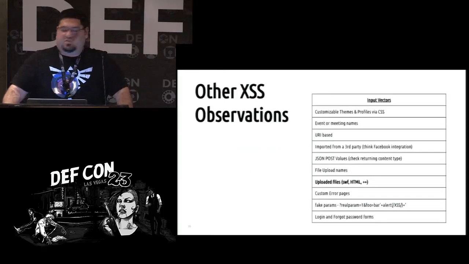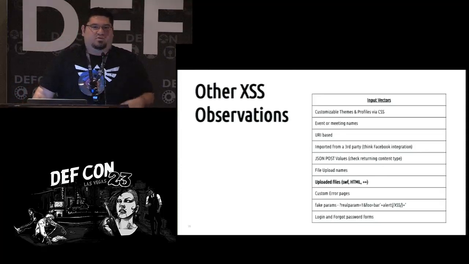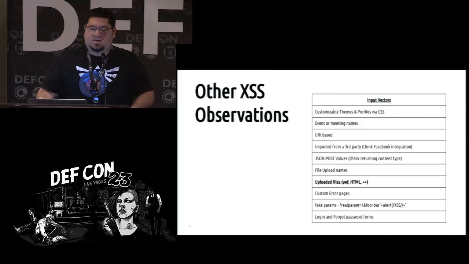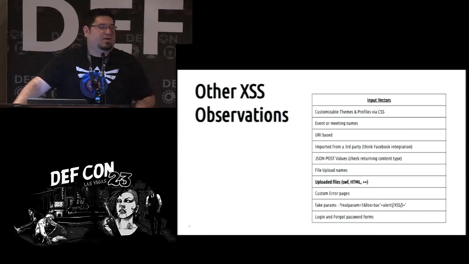Other XSS observations when I started parsing bug bounty work, as well as getting bugs myself. So finding input vectors is important. So finding customizable themes or profiles that use CSS, but then you can trick them into using JavaScript to execute cross-site scripting. A lot of names of events or meetings in any application that deals with those types of things. URI-based XSS is still a big thing when people pull things from the URI and render it for some reason. Importing from a third party, so think like Facebook integration, where they're maybe filtering characters, but your site actually displays Facebook data inline. So you can set your name on Facebook to script alert, and it will alert on this site.